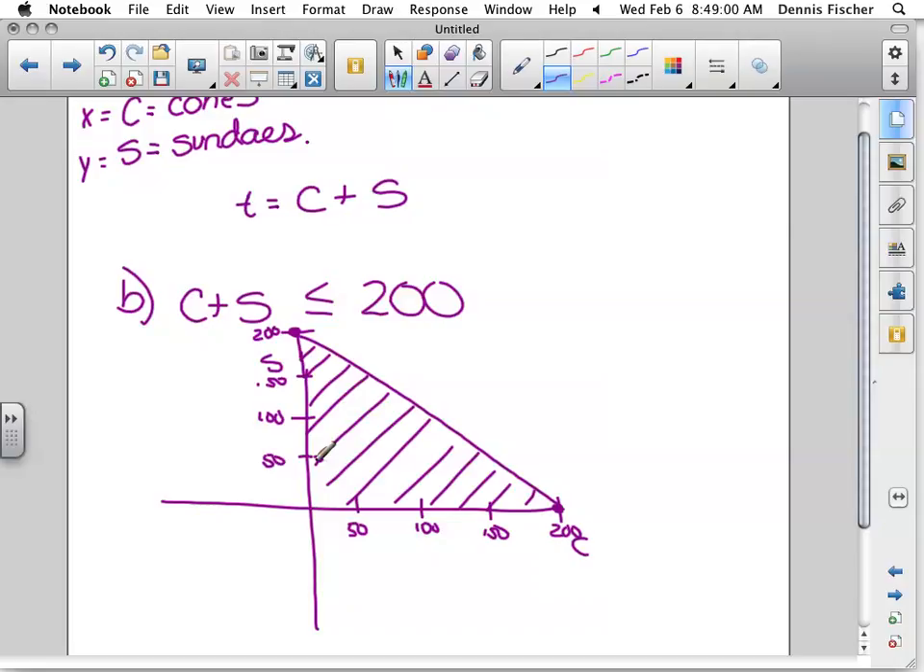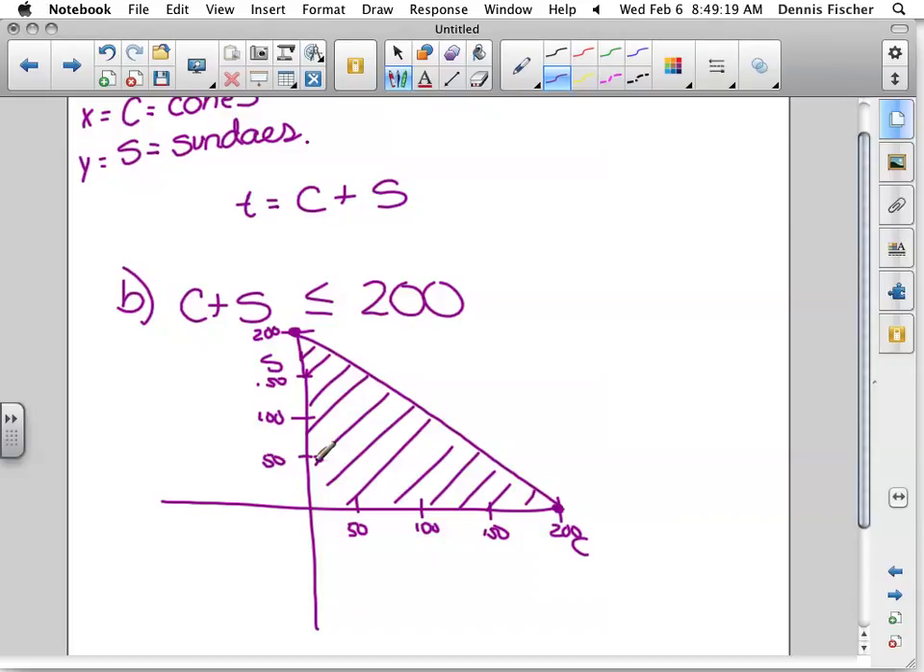Now if I asked you, is 150 and 75 a solution? 150 and 75 would be right about here. Is that a solution? No. That's kind of where you look at your graph and tell me, is it a solution or not, as you go through. Does that make sense? That's part C.